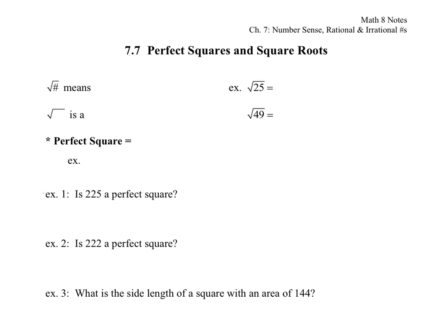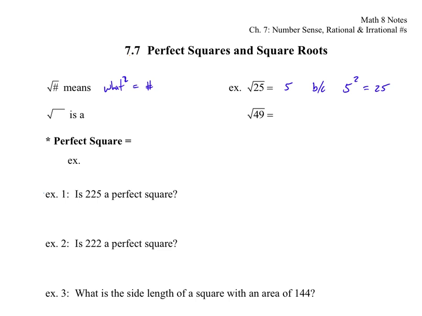So the square root of a number means... let's do the example first. The square root of 25 equals 5, because 5 squared, 5 times 5, equals 25. So the square root of a number means: what number squared equals the number underneath?